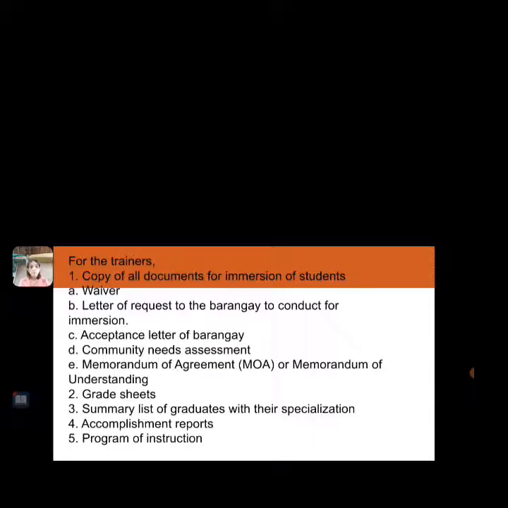So the trainees copy and record the project or the performance of their students. The trainers are also the ones who monitor that. They know the rules and responsibilities when they conduct community services. Then third is the summary list of graduates with a specialization, fourth is accomplishment reports, and last is the program of instruction.